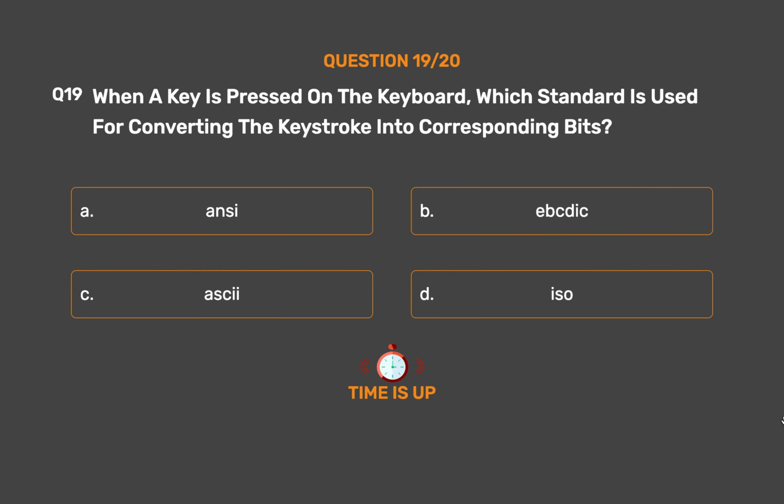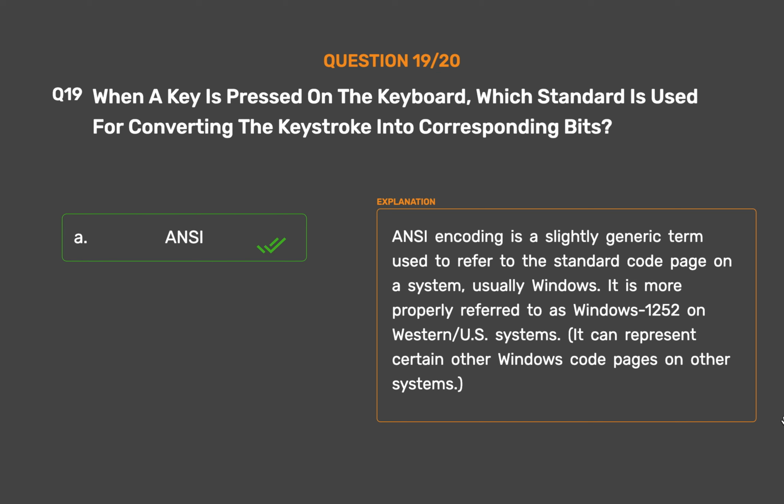The correct answer is Option A. ANSI. ANSI encoding is a slightly generic term used to refer to the standard code page on a system, usually Windows. It is more properly referred to as Windows 1252 on Western US systems. It can represent certain other Windows code pages on other systems.